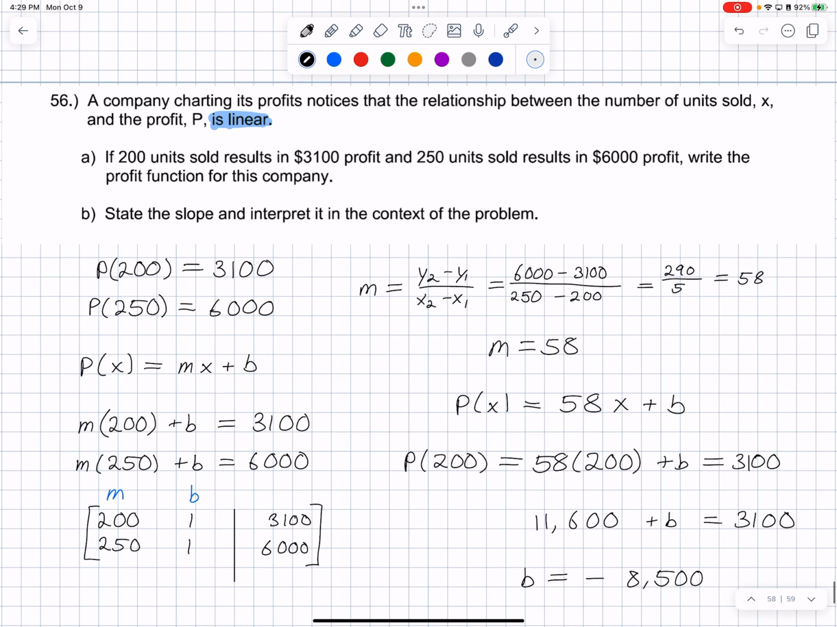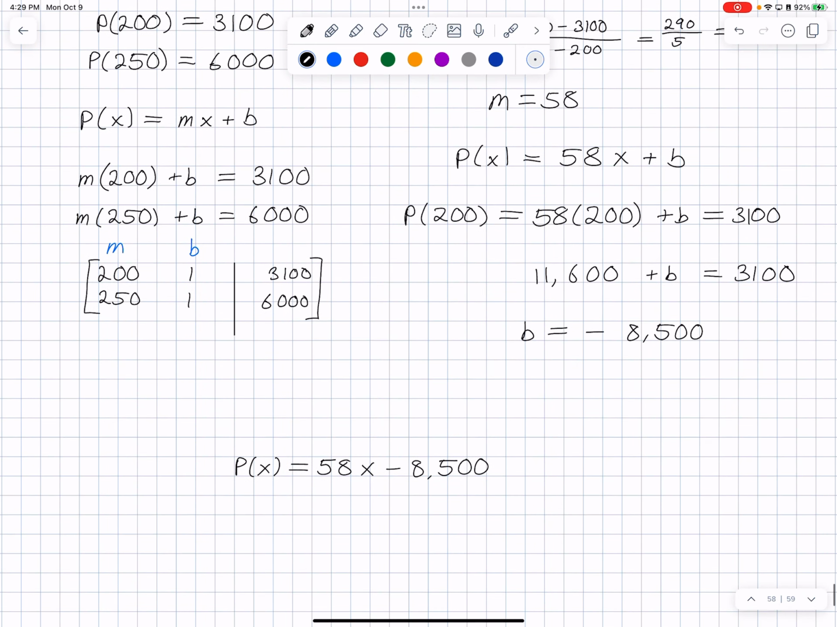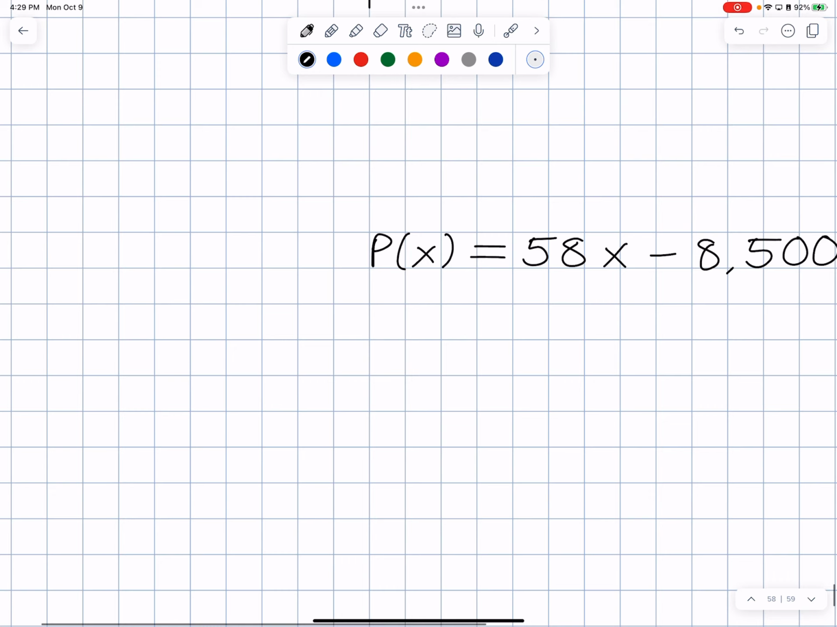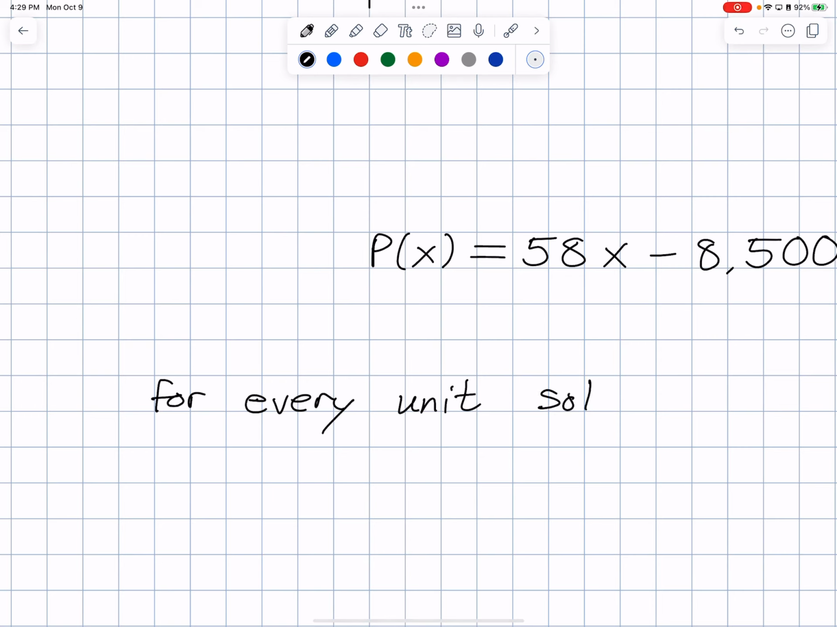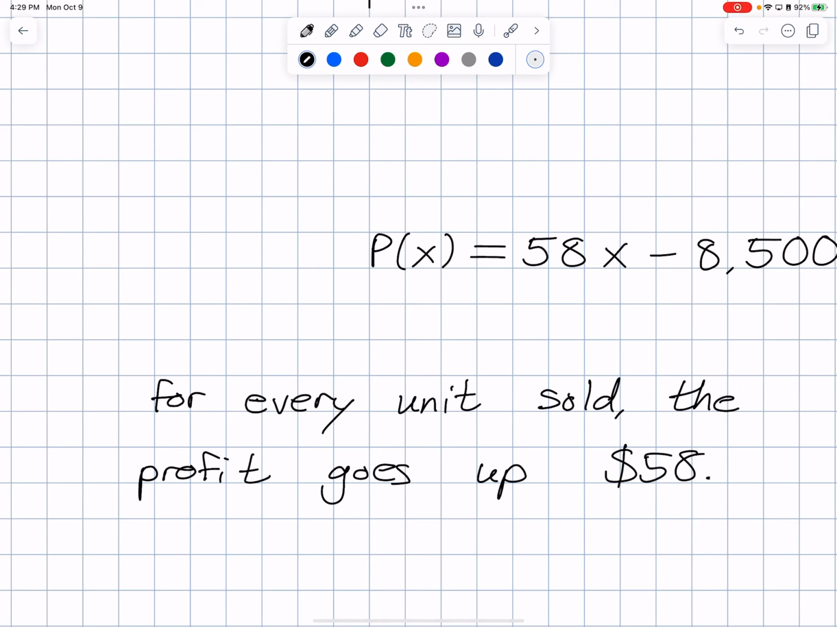State the slope and interpret it. The slope is 58. That means for every unit sold, the profit goes up by $58.